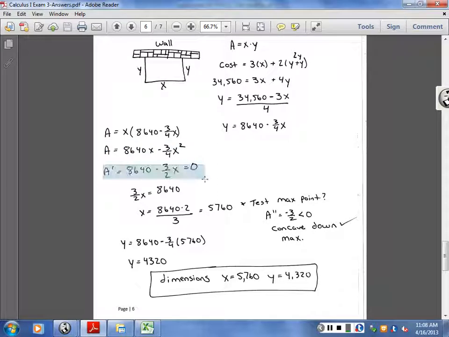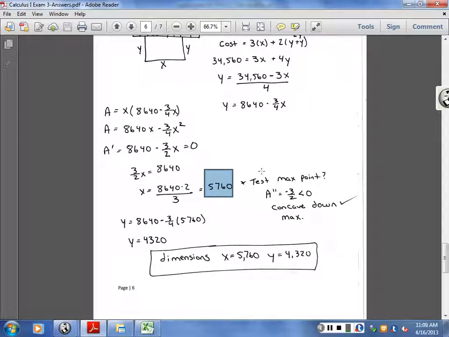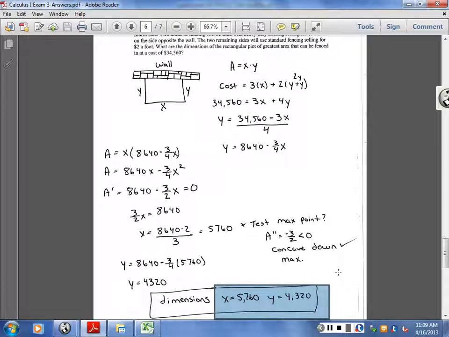Differentiating a quadratic, I get a linear term. Setting that equal to 0, I get a critical point. Now I need to test if that critical point is a minimum or a maximum. If I differentiate the area function again, I get negative 3 over 2, which tells me that the function is a quadratic that's pointing down. So the critical point is a maximum, which is exactly what I want. I plug that back in my formula for y, and then I get the dimensions for y. So the dimensions of the rectangle would be 5,760 by 4,320.